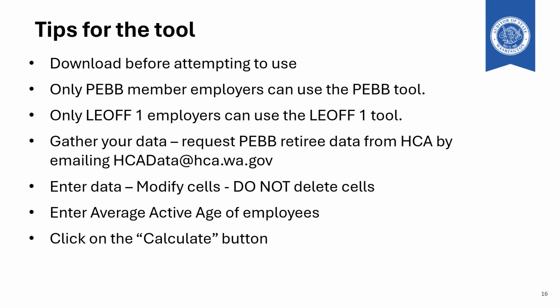Ensure that you enter average age of employees, annual covered employee payroll amounts, and beginning OPEB liability, then click the Calculate buttons. If you do not have a beginning OPEB liability, that amount will be 0.